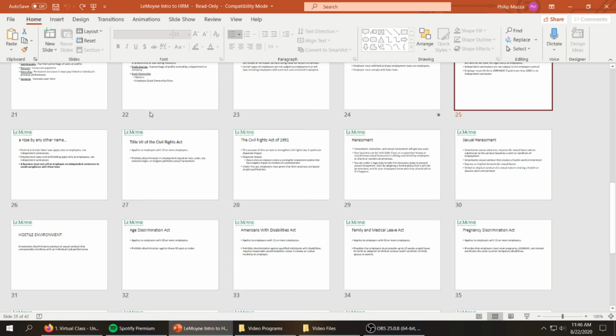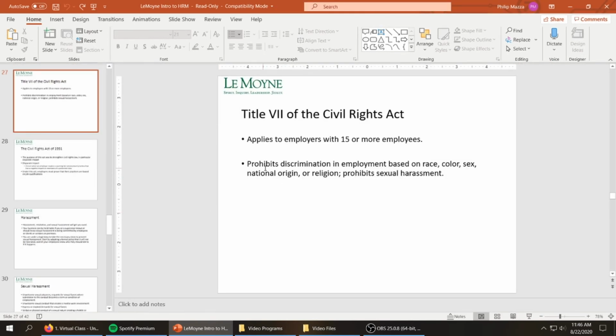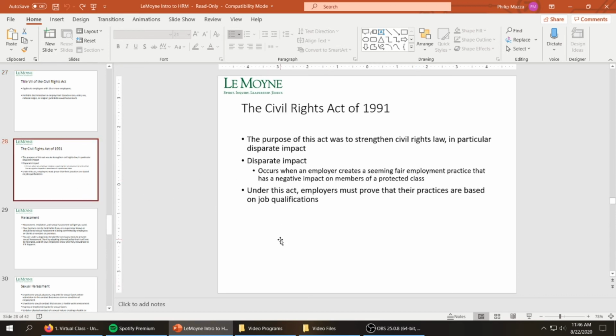Very, very important is Title VII of the Civil Rights Act, which prohibits discrimination in employment based on race, color, sex, national origin, or religion, and prohibits sexual harassment. And that applies to employers with 15 or more employees. The Civil Rights Act of 1991 strengthened the civil rights law and created a concept of disparate impact, which you can read here. And under this act, employers must prove that their practices are based on job qualifications.